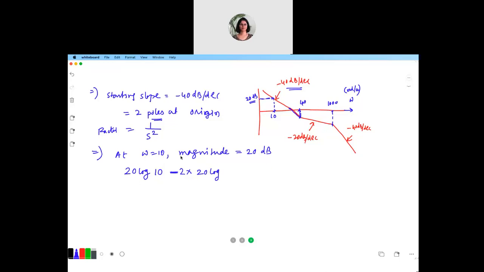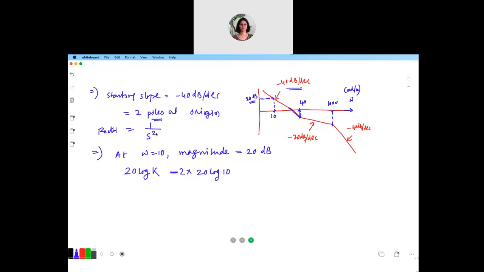At omega equal to 10. So 20 log 10. So this is the magnitude. Sorry, one second, one mistake I have done. It is not 10, this is my 20 log k. I am trying to calculate the value of k, so it is 20 log k. This is minus sign because it is pole. If it was 0, then it would have been plus sign.